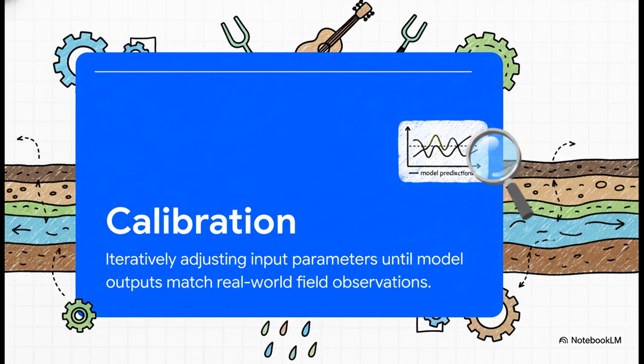So that refinement process is called calibration, and it's a lot like tuning an instrument. We just keep adjusting the model's inputs, things like how easily water can move through the soil or how much rain is actually seeping into the ground, and we run it again and again and again until the model's outputs perfectly match what we're actually observing out in the field.